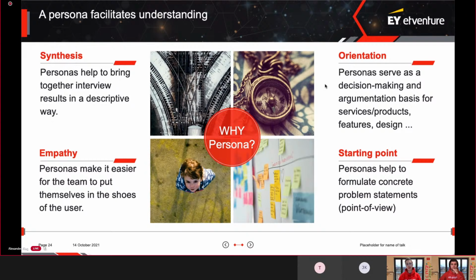They can help you to formulate concrete problem statements from the specific point of view of a persona. And the fourth one, and in my opinion, one of the most important points here, is they create empathy. They make it easier for you to put yourself in the shoes of the user. They help you to see with their eyes and their problems they might be having.